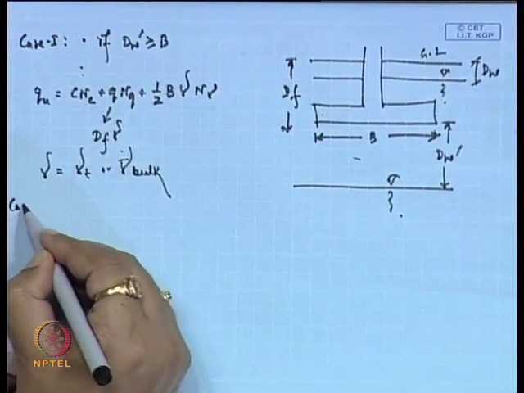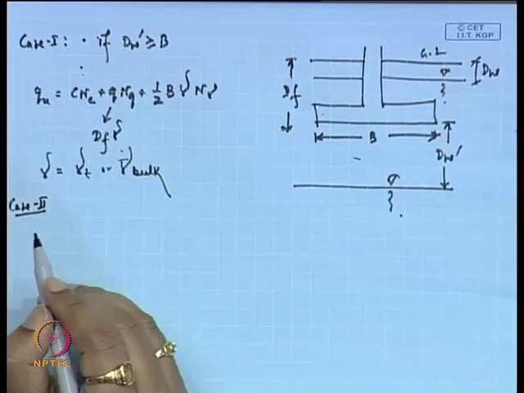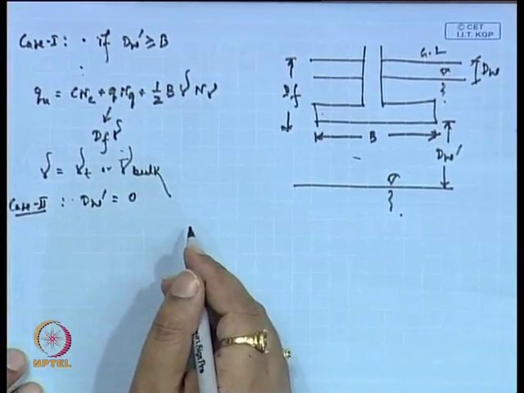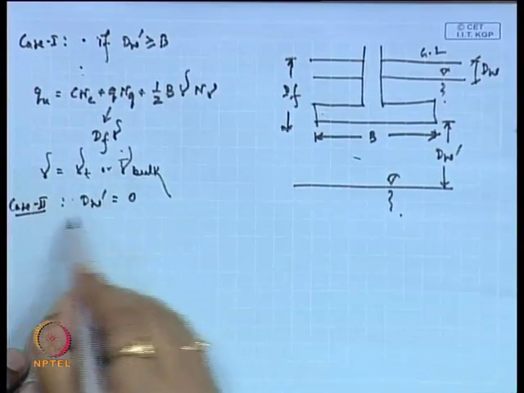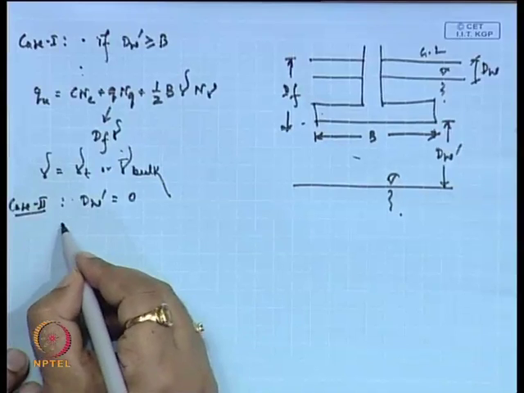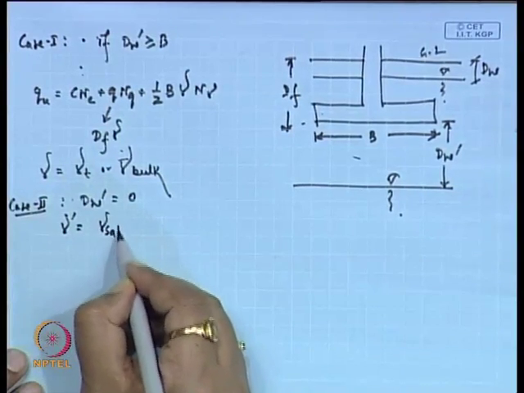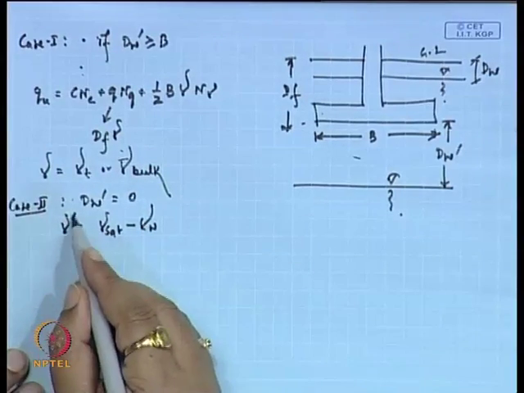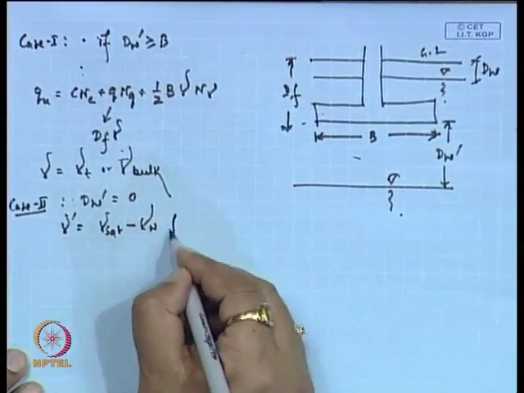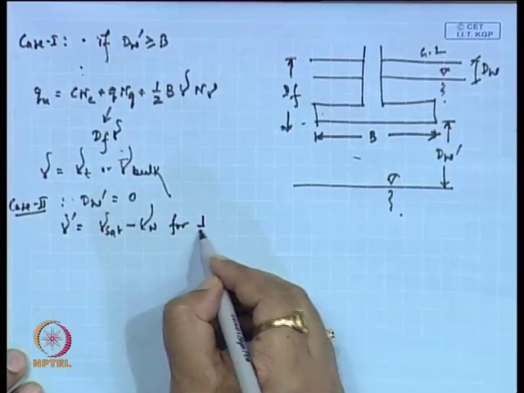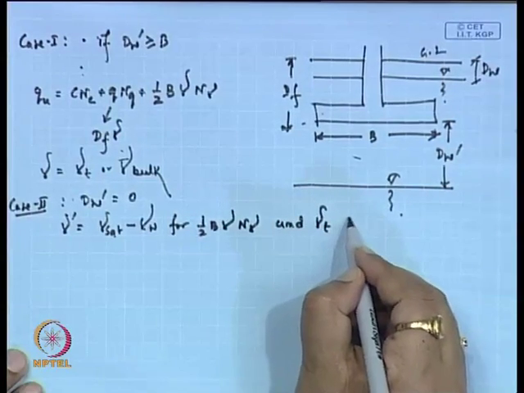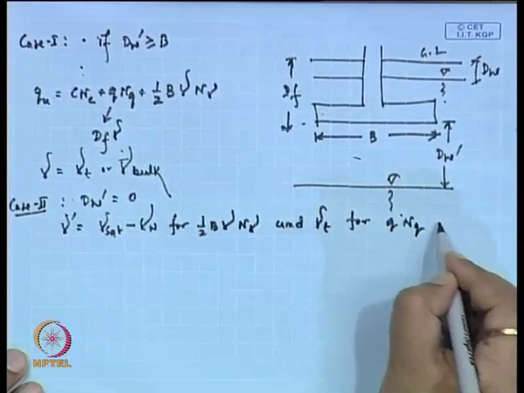Now, case 2: we will consider dW dash equal to 0. If dW dash is equal to 0, that means the groundwater table level is at the base of the footing, then we have to consider gamma sub, that is gamma sat minus gamma w. This is gamma submerged. This gamma we have to use for the second term, the half B gamma N gamma portion, and gamma T or gamma bulk for the q N q part.